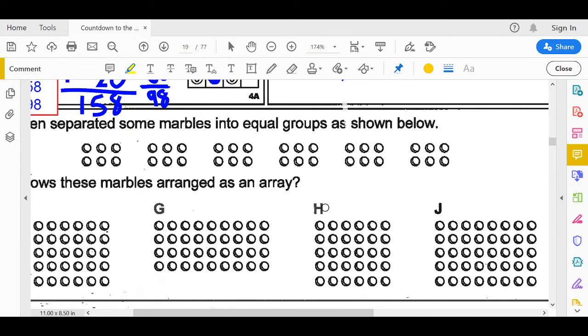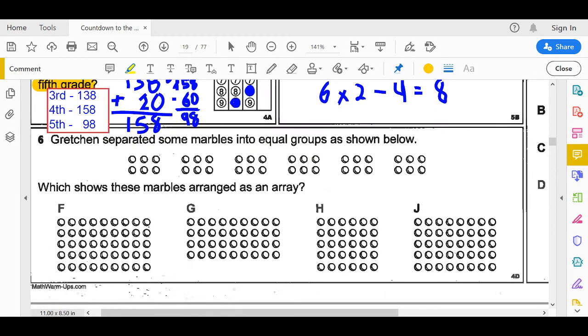Question number 6 right here. Let me make it a bit smaller for you. Number 6, Gretchen separated some marbles into equal groups as shown below. Let's count how many are in each group. There are 6 in each group. I can see that clearly. And we have how many groups? 1, 2, 3, 4, 5, and 6. So we need to do 6 times 6. 6 times 6. How do I find the answer? Let me make my tables of 6 right here.